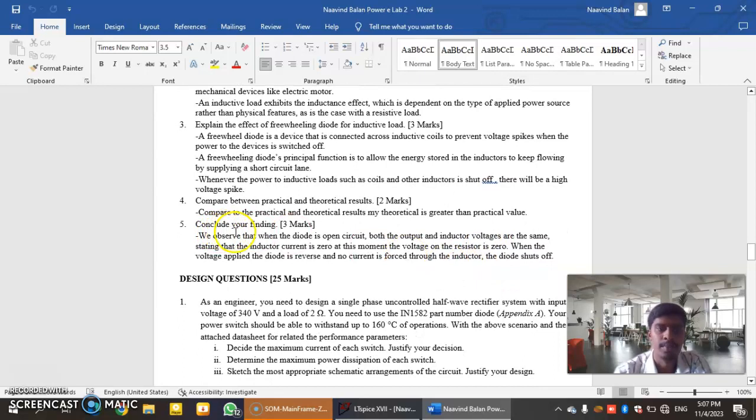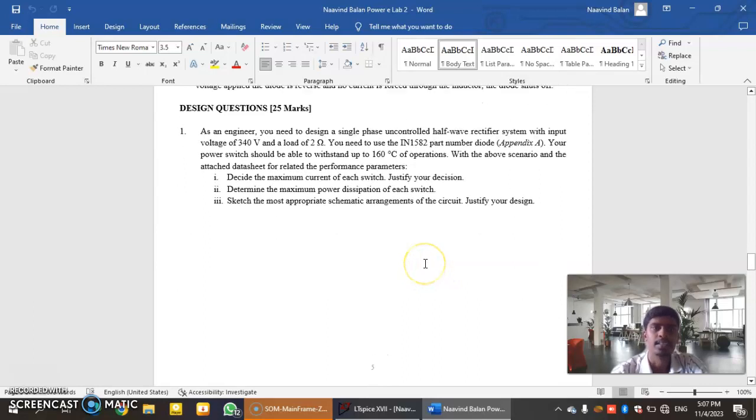The conclusion of the findings is that when the diode is open circuit, both the output and inductor voltage are the same, showing that the inductor current is zero at that moment. The voltage across the resistor is zero when the voltage applied to the diode is reversed, no current passes through the inductor and the diode is shut off. Okay, that's all for this one.